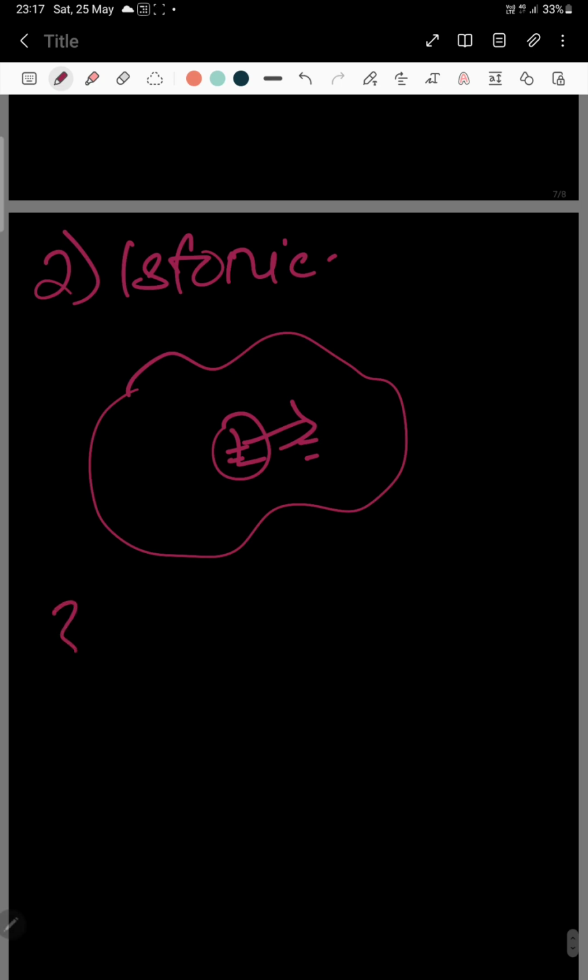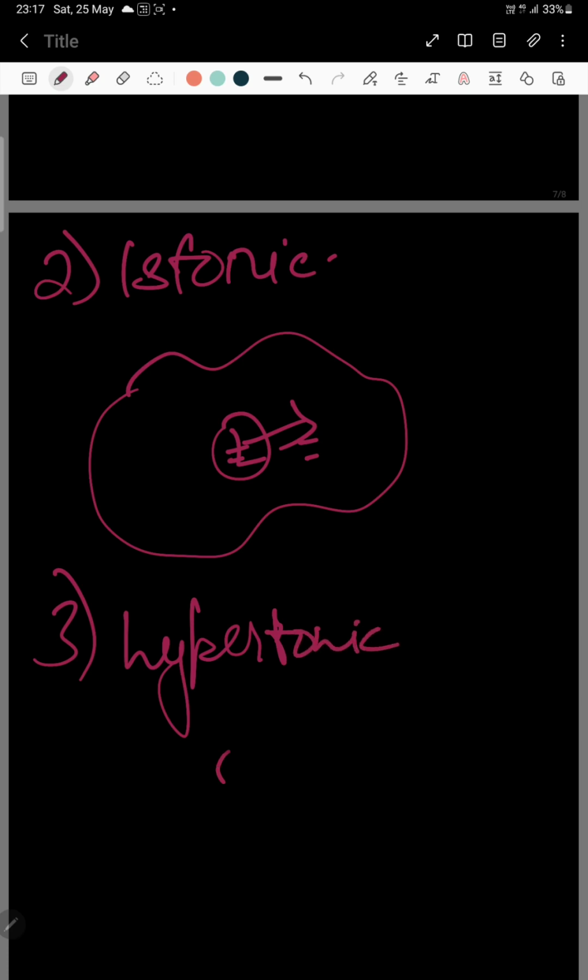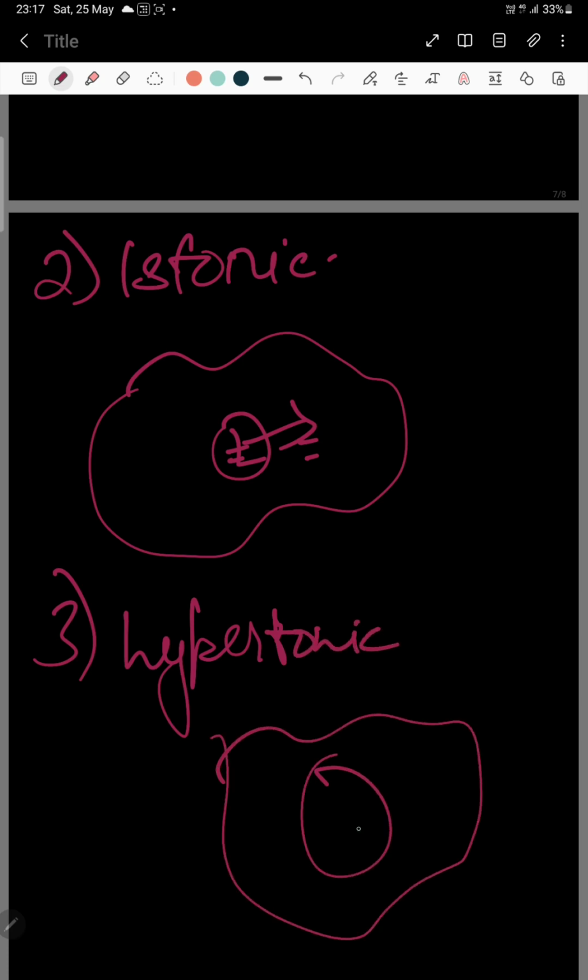Then we have the third case, that is hypertonic. Here the water concentration outside is low and inside is high, so the cell will shrink like this.